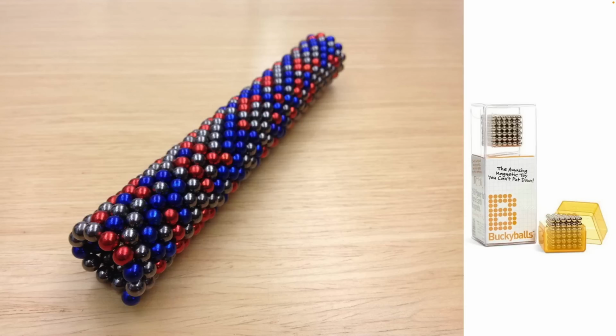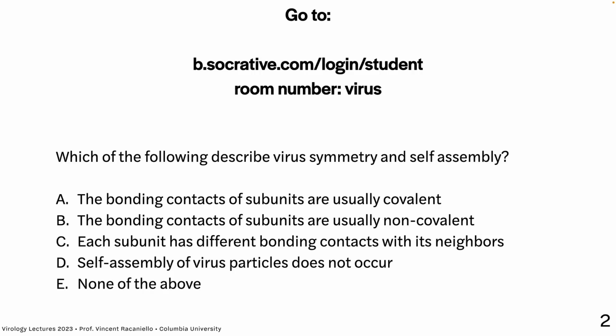But you could build this. And this one is actually made of Buckyballs that many students have given me over the years. They're little magnets, very powerful, and they stick to each other strongly. And you can make a nice helical capsid with them. You can also make icosahedral capsids with them, as I'll show you. But right now, let's take another pause and look at another question here.